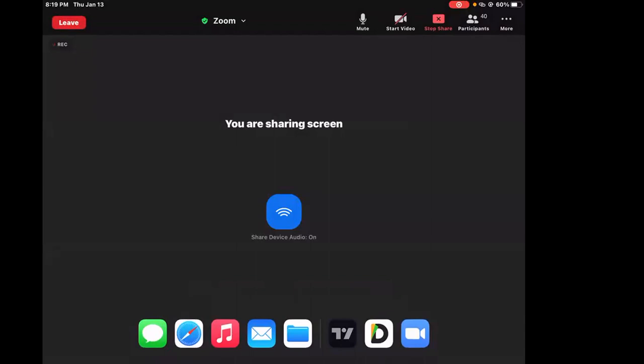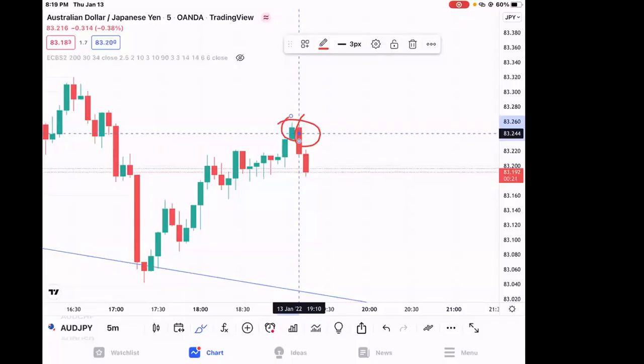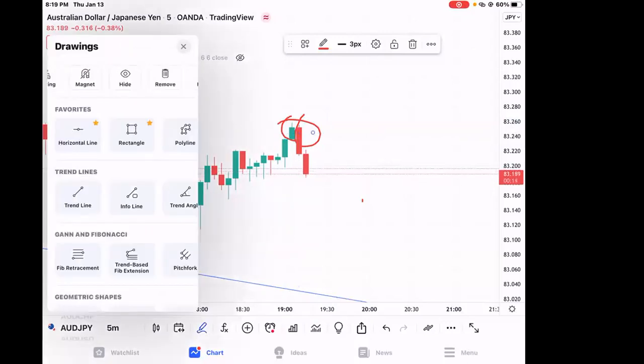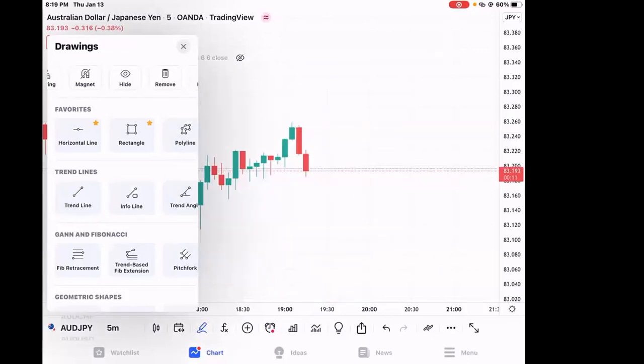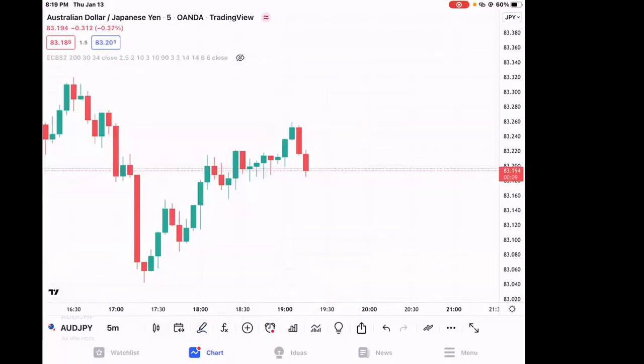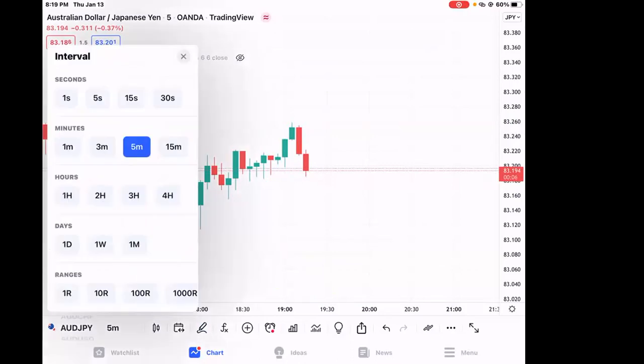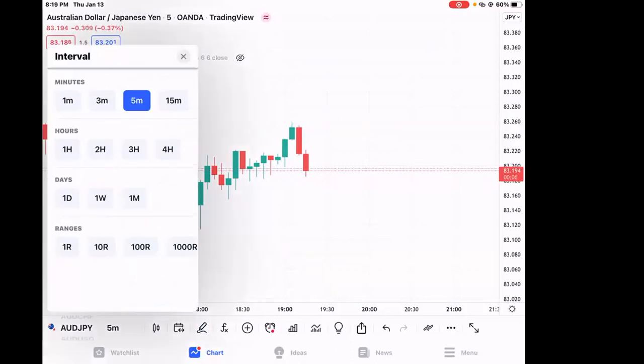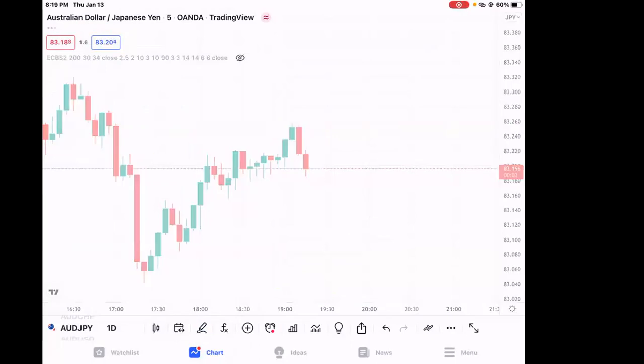The markups. Okay, guys, if you actually want to mark up the charts, you move to your one day, start from your one day first.